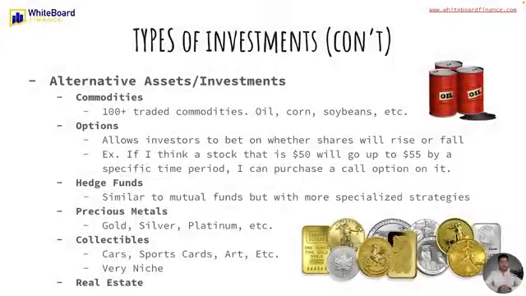And then we have alternative investments or assets. We have commodities, which are typically oil, corn, soybeans. There's 100+ different traded commodities on different exchanges. And then we also have options, which allow investors to bet on whether shares will rise or fall in the future. So, for example, if I think a stock that is $50 will go up to $55 by a certain time period, I can purchase a call option on it.